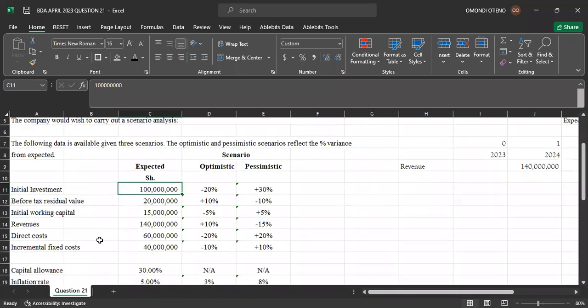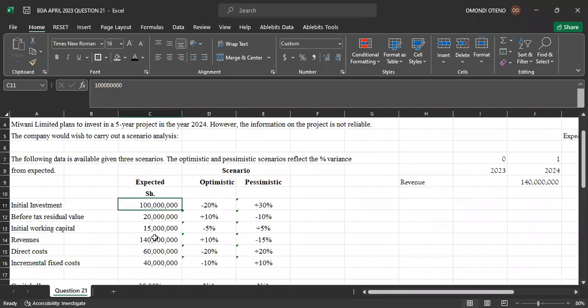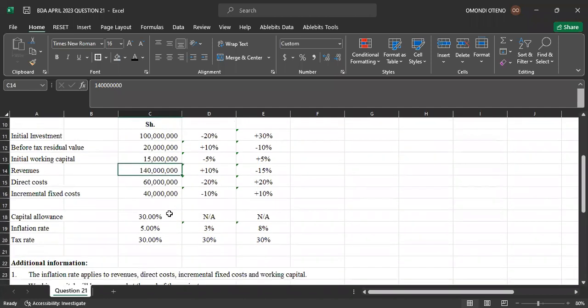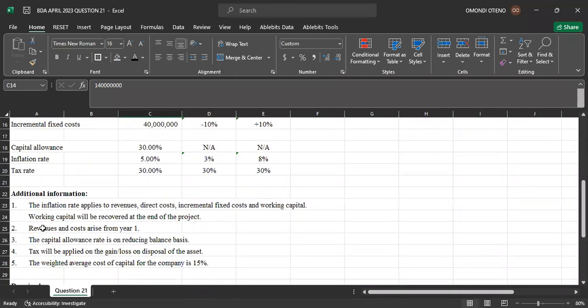Okay, so let's now move down here. They're telling us that our revenue will be 140,000. The inflation rate applies to revenues, direct cost, incremental fixed cost, and working capital. So it means our revenue is going to increase by what rate? As expected, by the inflation rate.